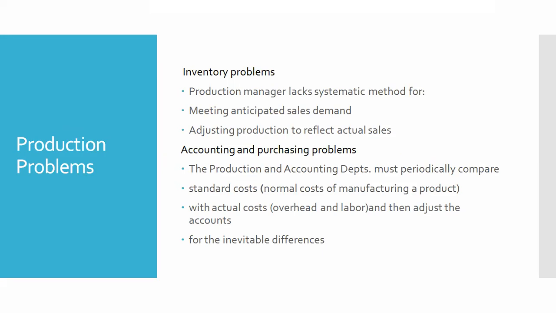And accounting and purchasing problems. The production and accounting departments must periodically compare standard cost, that is the normal cost of manufacturing a product, with the actual cost, overhead and labor, and then adjust the account for inevitable differences.